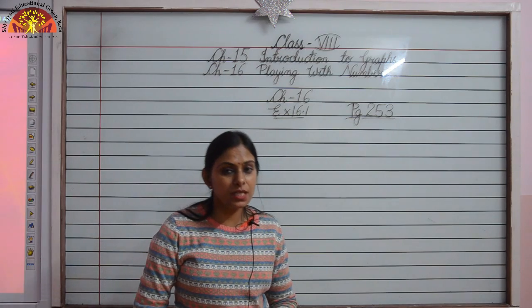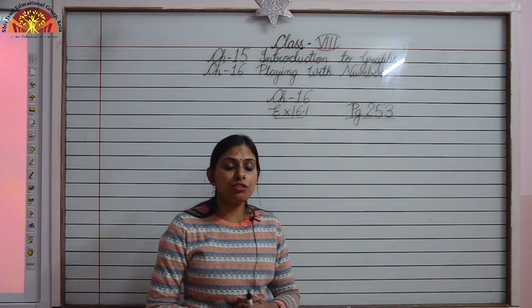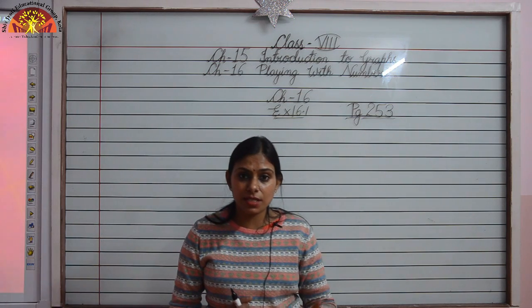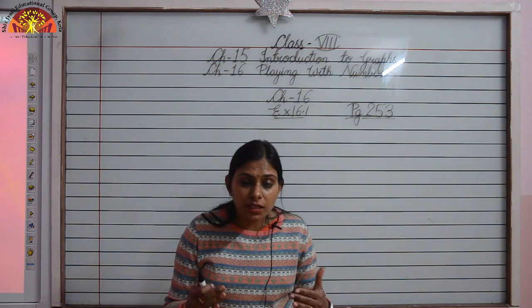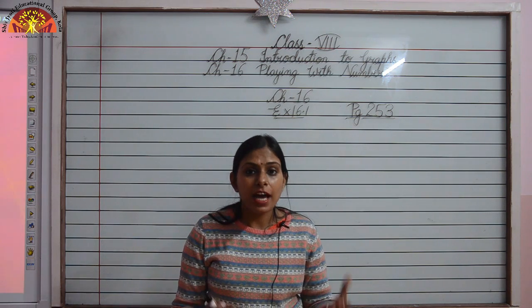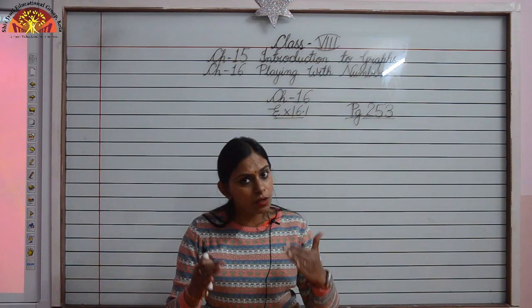So children, now we will just start with the revision of chapter 16, playing with numbers. As children, you have already studied the basic concept of this chapter, that is what are numbers, how they are formed by digits, how to find the value of a letter, and we have just learned about the different divisibility tests. Okay, so you are well aware of all these concepts.